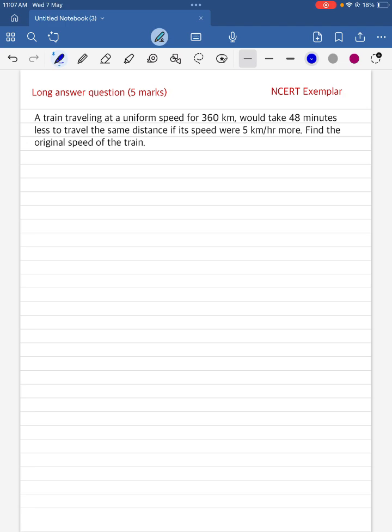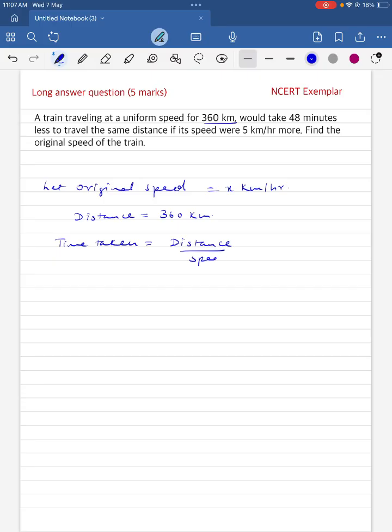Okay, so let's start by assuming the original speed. Let original speed be equal to x kilometer per hour. Okay, now the distance we know, distance traveled is equal to 360 kilometers. That's given in the question. Now, what will be the time taken by the train to travel 360 kilometers at this particular speed? Time taken would be equal to distance divided by speed, which is 360 divided by x.